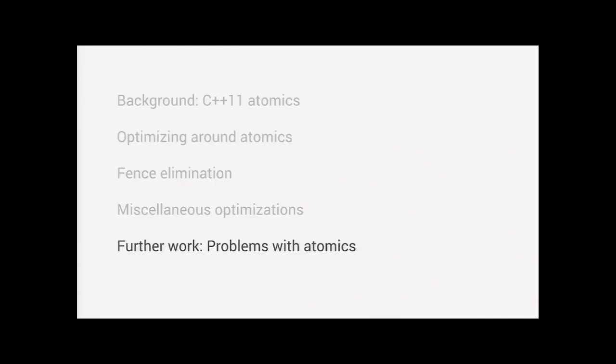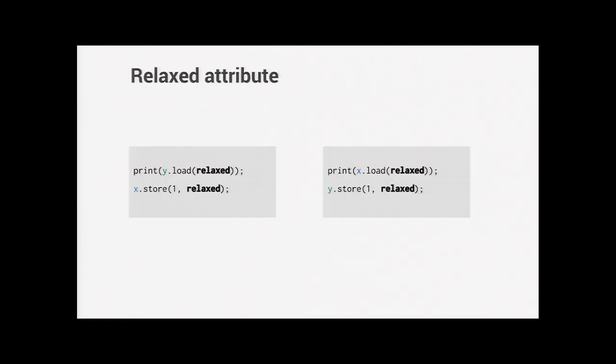However, not all is perfect with atomics. So the first issue is that relaxed attribute, which means I know what I am doing. I know that my code is racy. So please don't consider it undefined and make sure that my accesses really are atomic, but don't put any fence. So this means that this code can print 1-1, because on some machines it can happen.